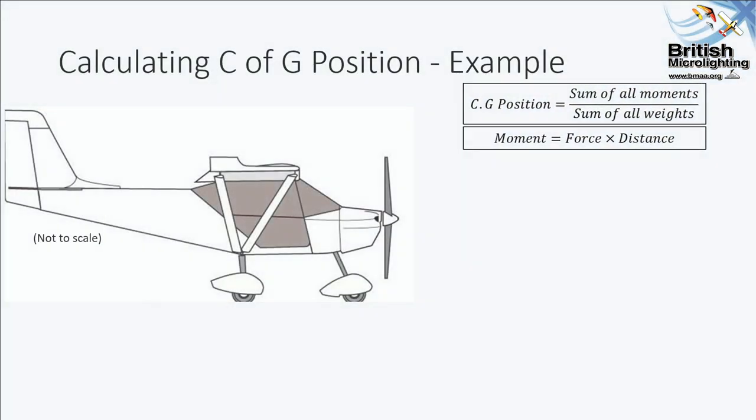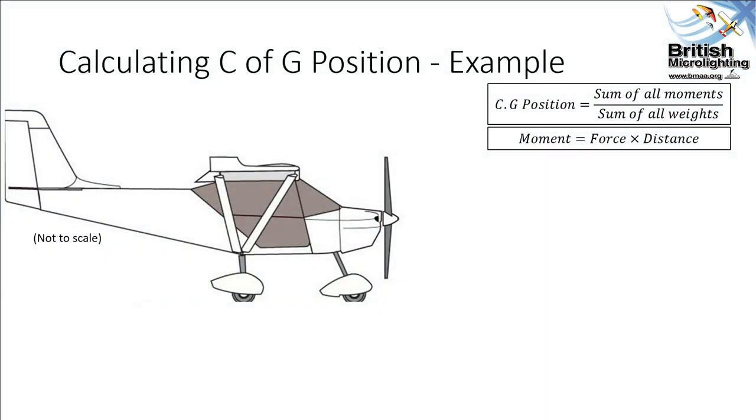Now, onto the example. Here we have a Skyranger Ninja. Other three-axis microlights are available. And we need to perform a pre-flight balance calculation to ensure that once we have loaded the aircraft with a pilot, passenger, fuel and baggage, the aircraft CG is within the safe limits as specified by the designer.